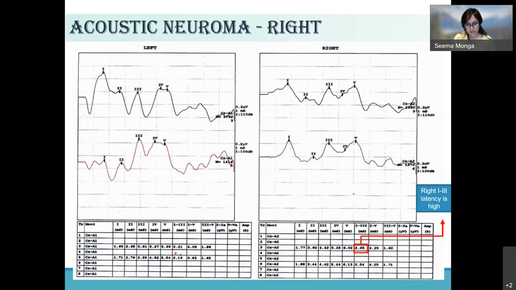How much is the latency? 2.1, 2.2. It is normal. Here it is 2.6.